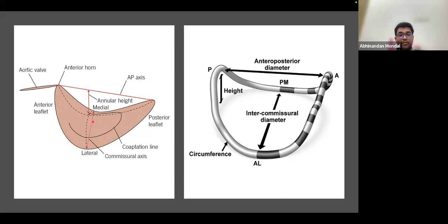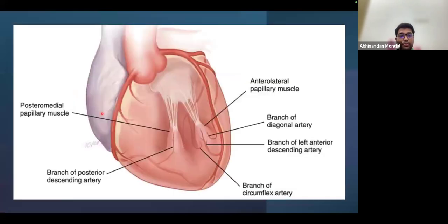And the intercommissural diameter that we see in the mid-esophageal commissural view will be your longer diameter. So whenever any surgeon asks you what is the annular diameter of your mitral valve, you have to tell both diameters, at the mid-esophageal commissural view and also the mid-esophageal long axis view.